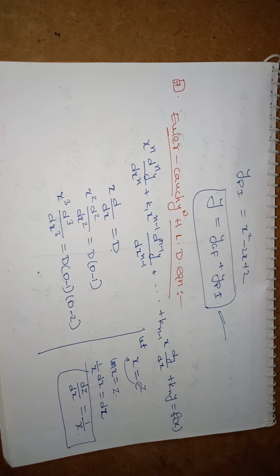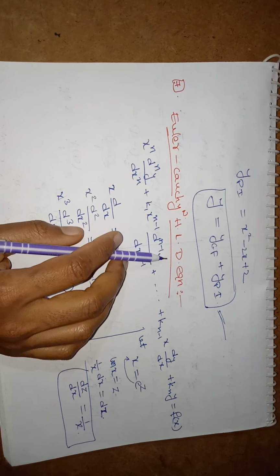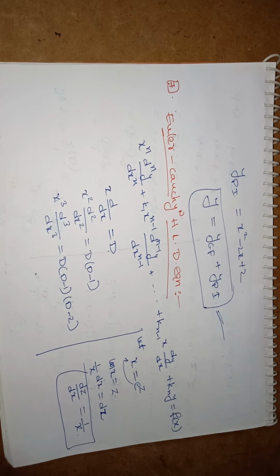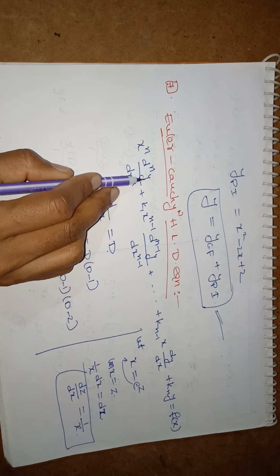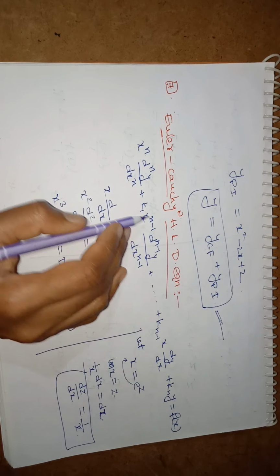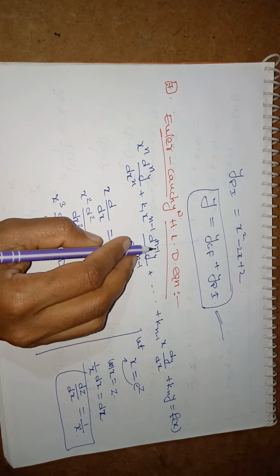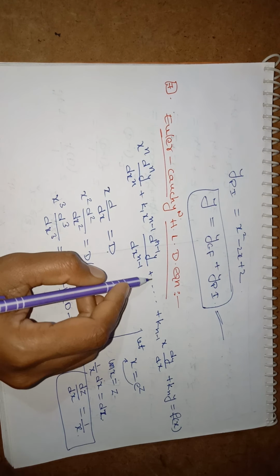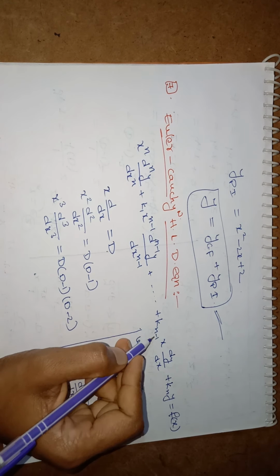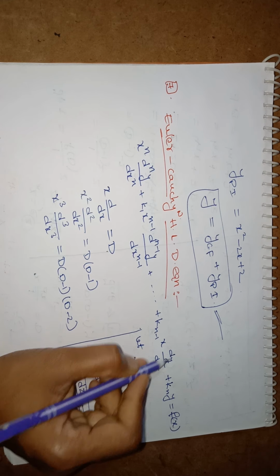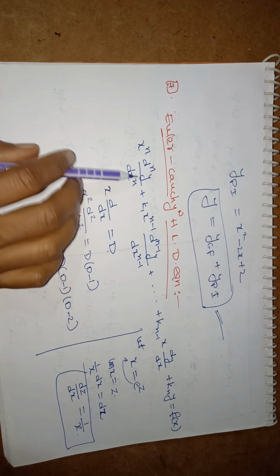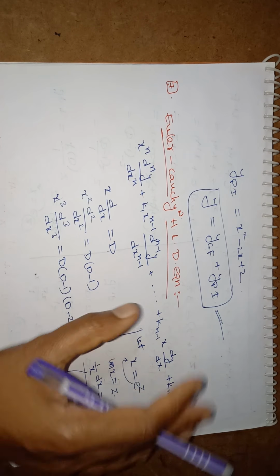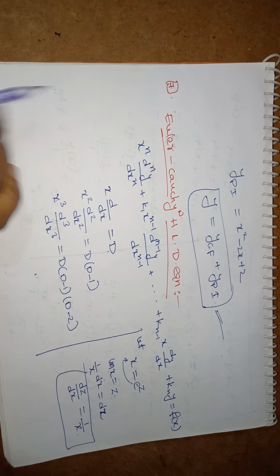We are left with one more method, the Euler Cauchy non-homogeneous differential equation. The equation will be of the form x power n into d power n y by dx power n, plus k1 x power n minus 1 d power n minus 1 y by dx power n minus 1, and so on, plus k n minus 1 into x dy by dx, plus kn into y is equal to f of x. Here k1, k2, up to kn are all constants.